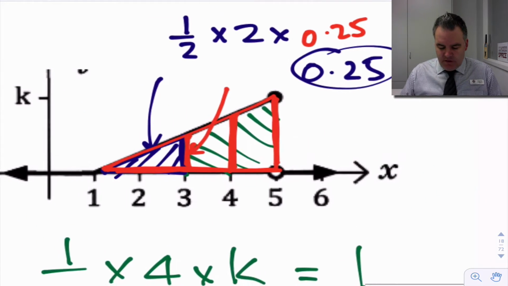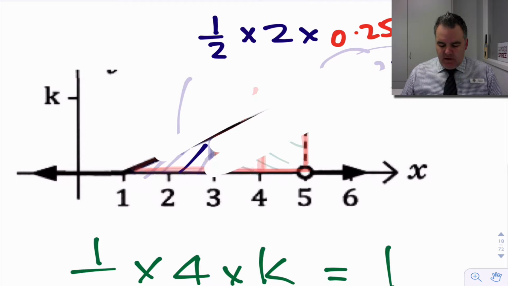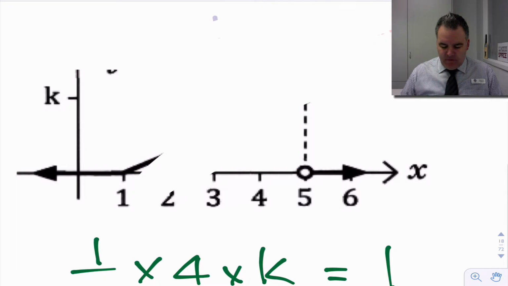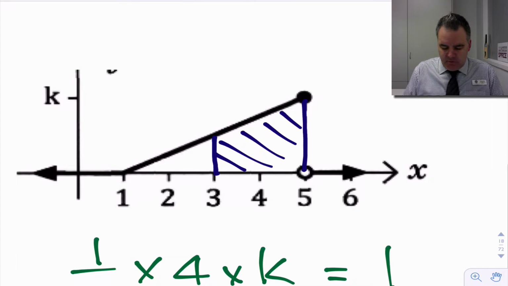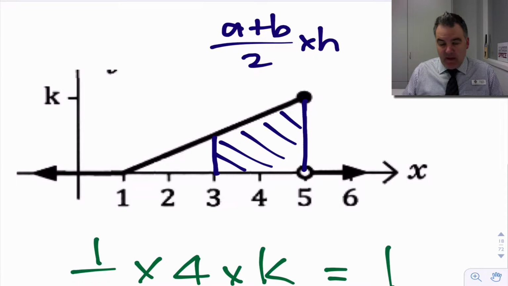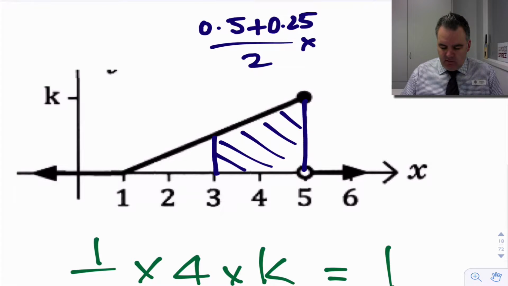Now, here's another way that you could think of it. You could work out the area of that trapezium shape directly. So if I look at this shape here, that is a trapezium, and the area of a trapezium is a plus b over 2 times h, where a and b are the lengths of the parallel sides. So in this case, the lengths are 0.5 and 0.25, and the height in this case is the distance between the parallel sides, and that is 2. So that also will give us 0.75.